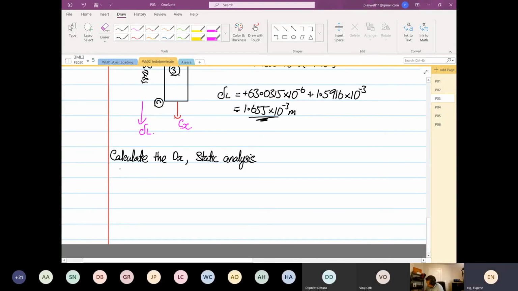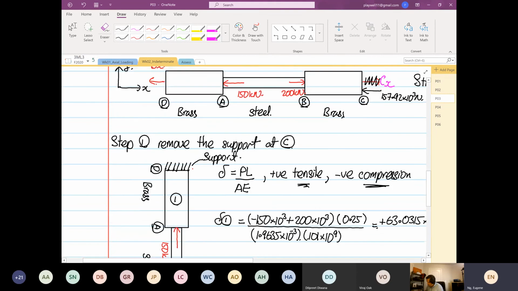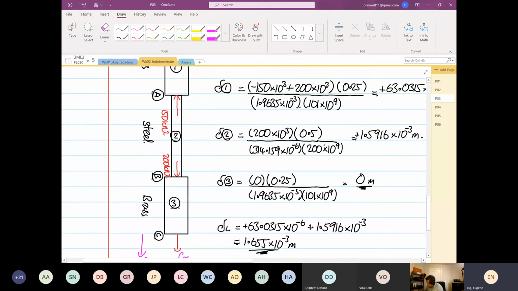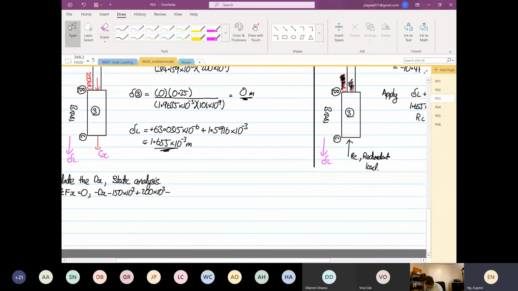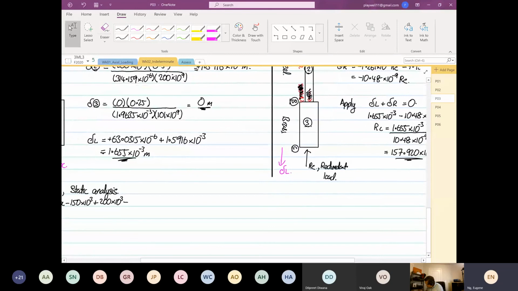All right, so the summation of forces in the x direction is equal to 0. So you have minus Dx minus 150 times 10 to the power 3 plus 200 times 10 to the power 3 minus 157.92 times 10 to the power 3. The whole thing is equal to 0.